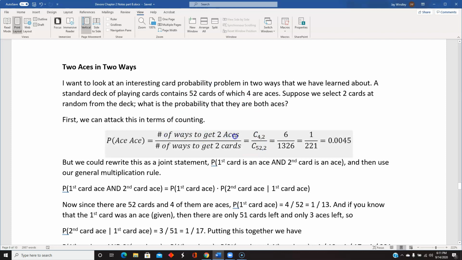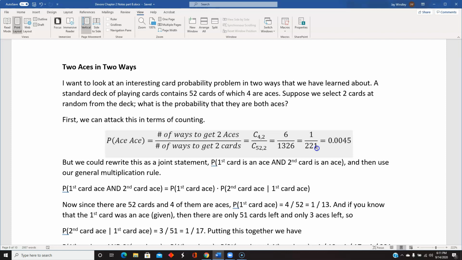The number of ways that you can get 2 aces, since there's 4 aces, is 4 choose 2. Using our combination formula, that's 6. The number of ways to get 2 cards out of the deck is 52 choose 2, since there's 52 cards in the deck, and that's 1326. And if you reduce this fraction, it simplifies to 1 out of 221, or 0.0045. So this, for sure, is the probability of selecting 2 cards at random from the deck and having them both be aces.